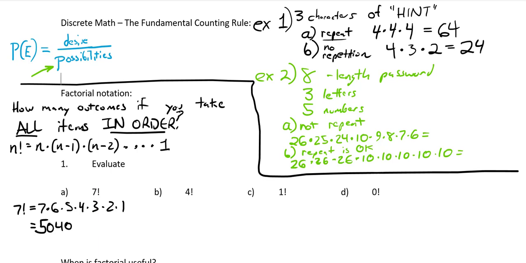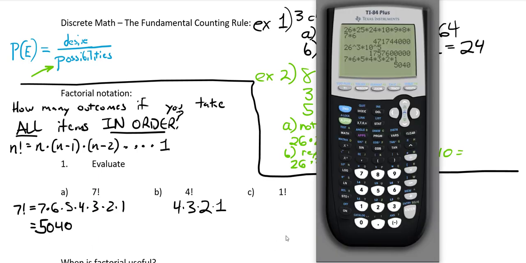So now I want to talk about 4 factorial. If you look up here at example 1 part B, you can see that we did something close to that because you had to choose from 4 letters. And then you had to choose 3 letters, and then 2 letters. In true factorial form, we would actually have to multiply by this 1. And 4 times 3 times 2 times 1 is 4 factorial, or 24. But there's a way to do this a little easier on the calculator.